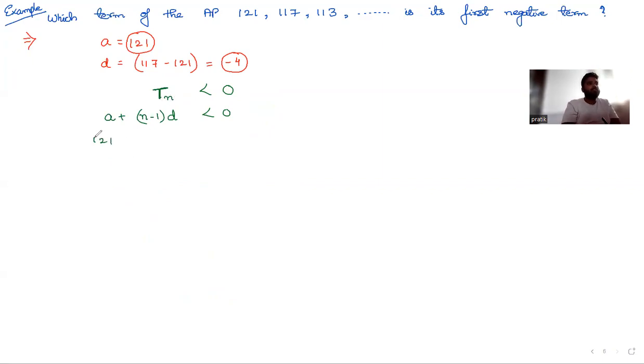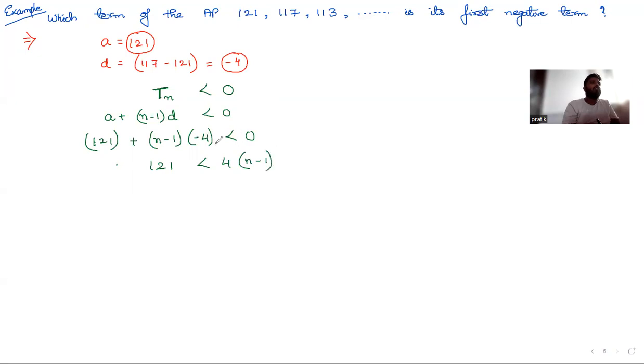We'll substitute the values. 121 plus (n minus 1), where we don't know the value of n, and d value is minus 4, which is less than 0. So let's try to solve this. On solving this inequality, we'll do one thing. We'll just shift the n terms to the other side. So this 121 is less than 4 times (n minus 1).